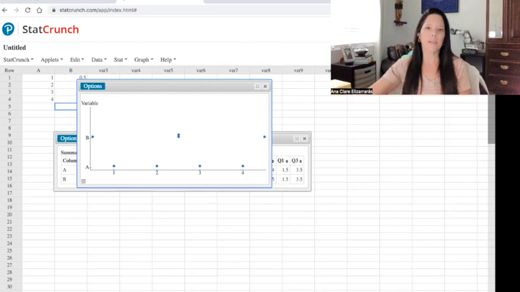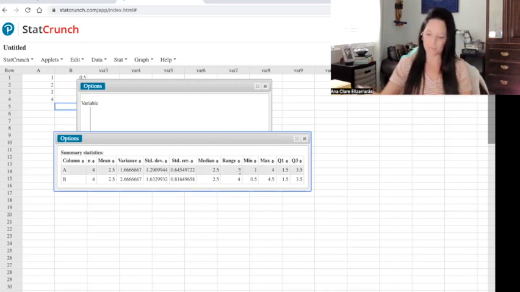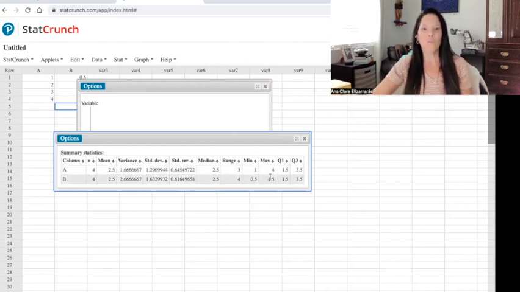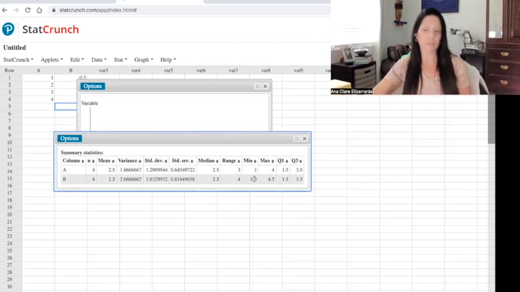The last thing that we're asked to calculate before I head back into our notes is what the range is for the data set. And our range is actually in the summary statistics. The range is the maximum value minus the minimum value. So for data set A, 4 minus 1 is 3. And for data set B, 4.5 minus 0.5 is 4. So B has a larger range.